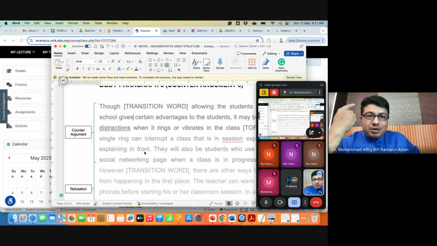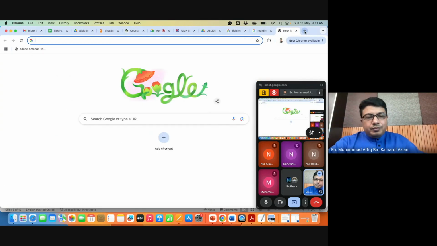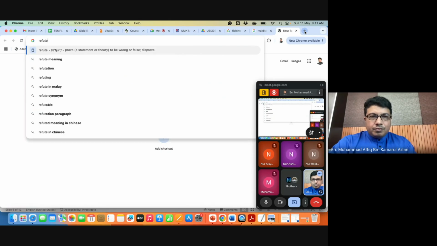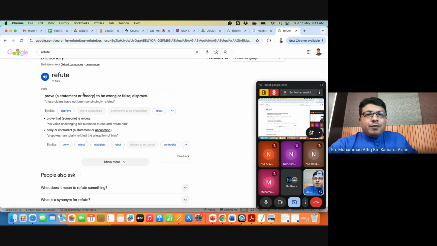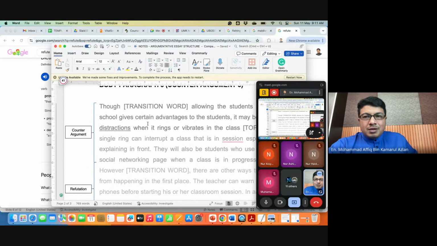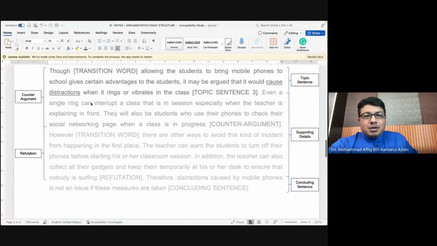So you refute. What is the meaning of refute? You try to prove the statement to be wrong. You disprove. So that is refute. Although the sound of the phones can cause distractions in the class, but this is not a problem. So you refute. However, there are other ways to avoid this incident from happening in the class.